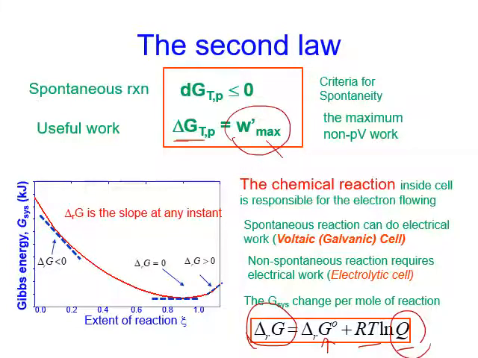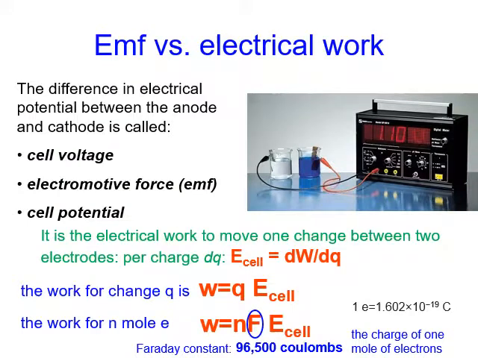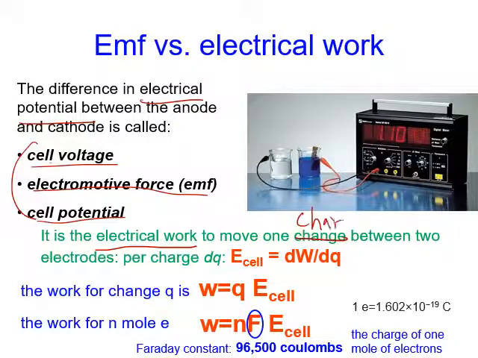So at any instant, if we know the concentration or the partial pressure of the reactants and the products, then we can calculate Q. And then we can calculate the reaction Gibbs energy, and therefore, we can calculate the maximum electrical work the cell can do. The difference in electrical potential between the anode and the cathode is called cell voltage, electromotive force, or cell potential. All this refers to the electrical work to move one charge between two electrodes. In other words, E cell is the work per charge.